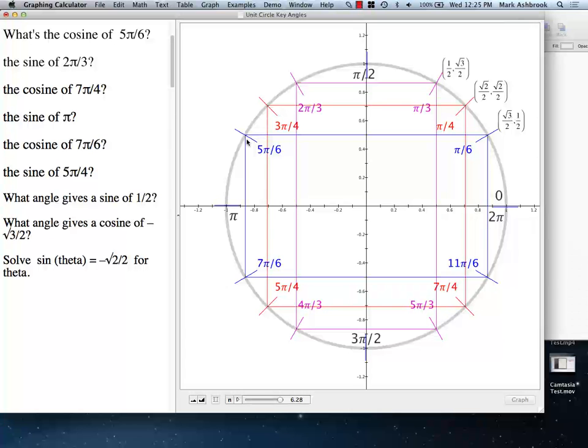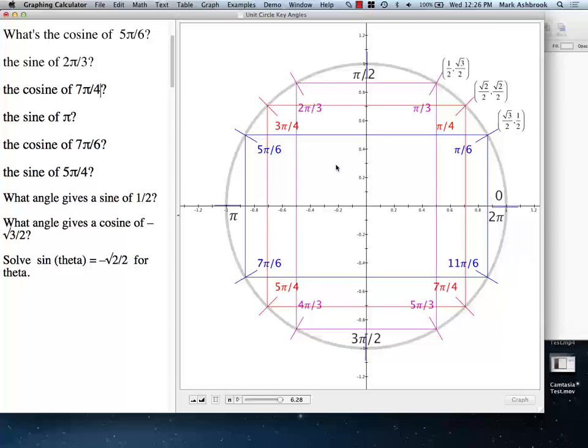Right, so you actually did the sine, Yoslin. The sine of that angle is the vertical distance, which is 1/2. But cosine is the horizontal distance to the right, and so that would be the same as pi over 6, but we're left, so it's negative radical 3 over 2. All right, sine of 2 pi over 3.